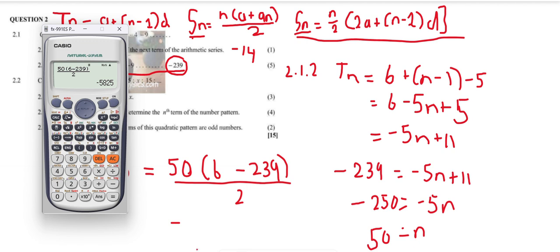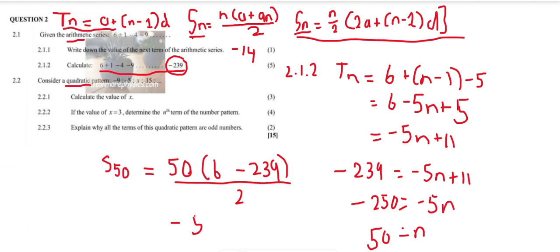negative 5,825. Okay, this is for 2.1.2. Now we're going to continue in our next video with question 3.